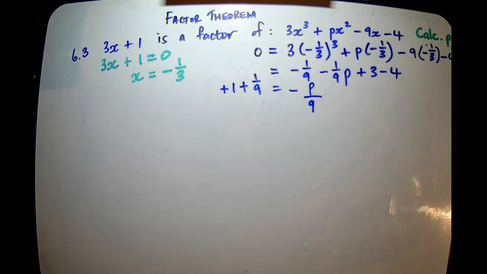So taking it over, it'll become minus p over 9, right? Minus p over 9. And if we take it over, it's going to become plus p over 9. Okay? So divide both sides by 9, and we'll get p is equal to minus 10. So notice here, we will have minus p. If you divide both sides by negative 9, then you have the answer p equals minus 10.